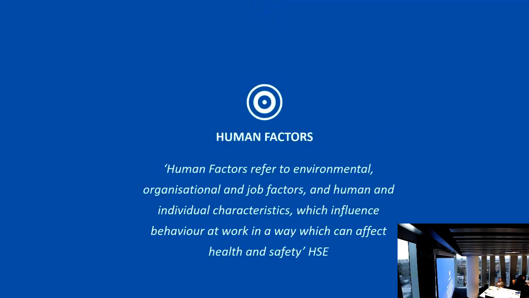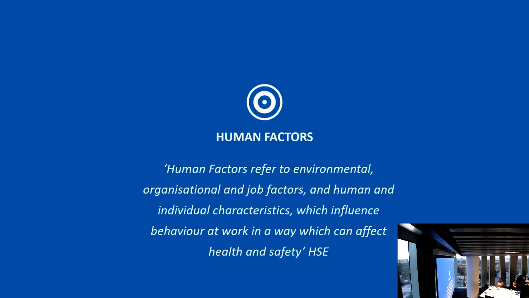So just start with a definition, and you can tell from this immediately how broad an area human factors is. The Health and Safety Executive definition of human factors is that human factors refer to environmental, organisational and job factors and human and individual characteristics which influence behaviour at work in a way that can affect health and safety. So we're thinking about environmental factors. This tends to refer to things like the temperature in the workplace, whether it's excessively hot or excessively cold, the level of noise, how well lit the workplace is, whether there's excessive vibration.